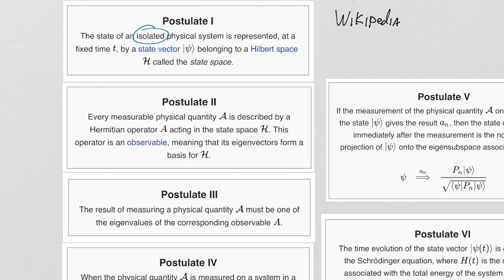So we really want to say, if we're dealing with a state vector that has any persistence in time, you need to keep this thing isolated, because as soon as you connect with the environment, any state vector is going to start collapsing on you, which is another postulate.